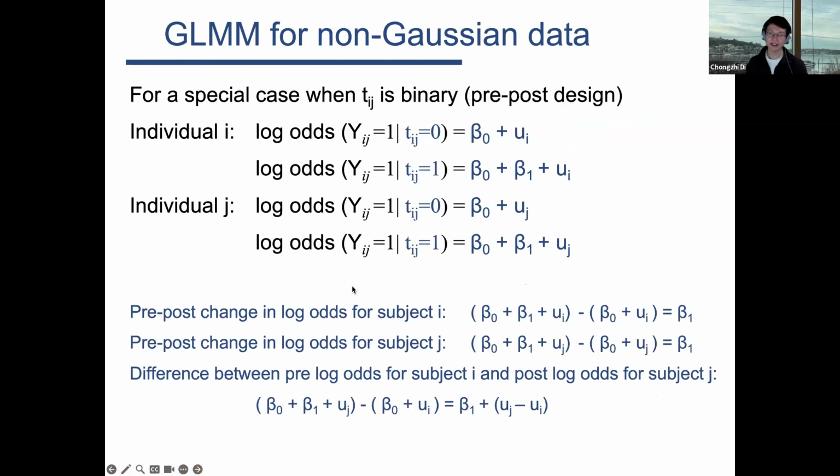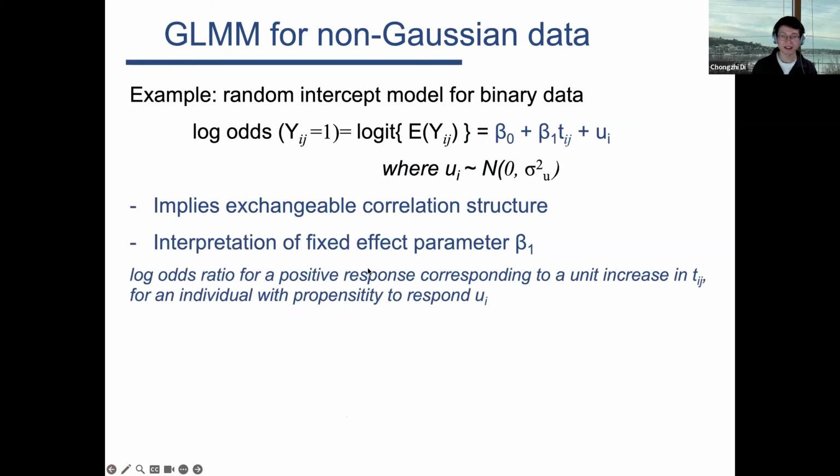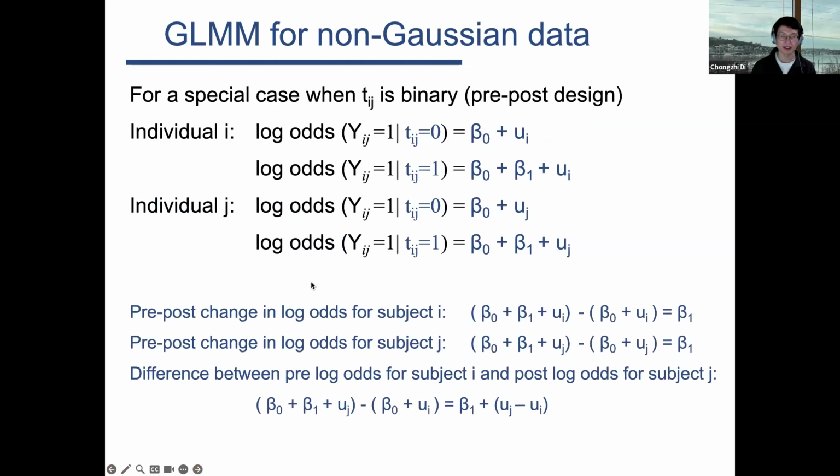So this is just a special case to emphasize this point. Let's still consider this binary data pre-post design, where Tij, the time, is binary, with the same model as this slide, beta 0 plus beta 1 T plus UI, but now T is either 0 or 1. 0 means baseline, 1 means after the trial, post intervention. So you can write a few special cases for individual i. Just write out the log odds. At baseline, it's simply beta 0 plus UI, right?